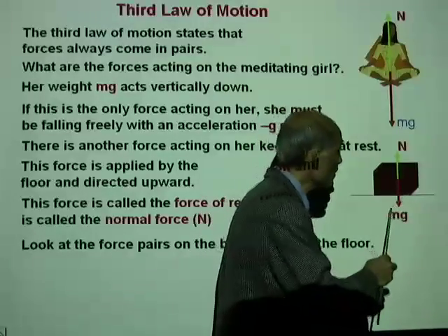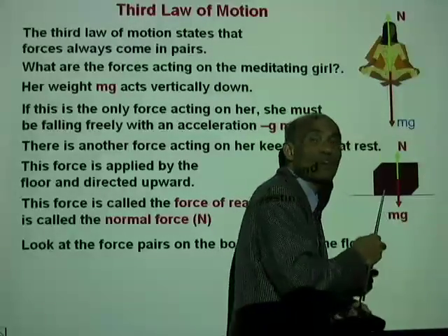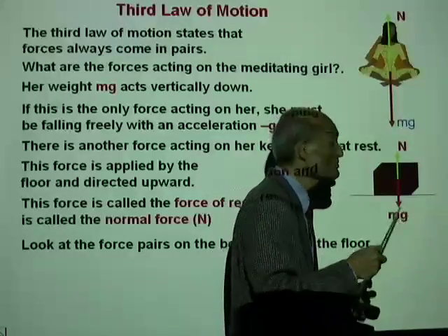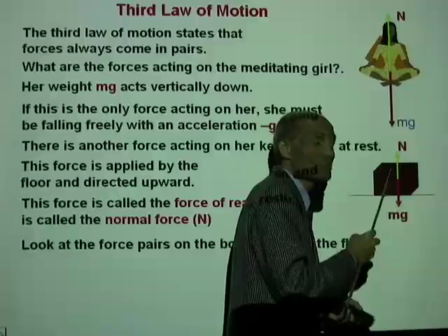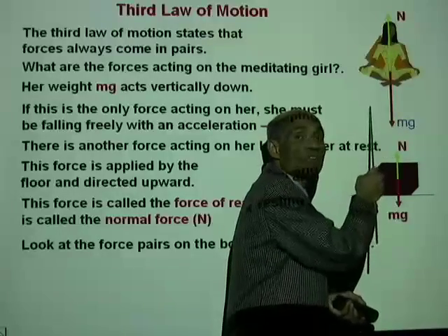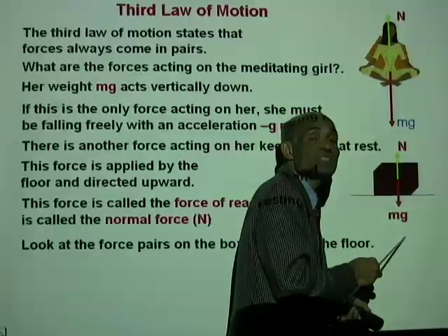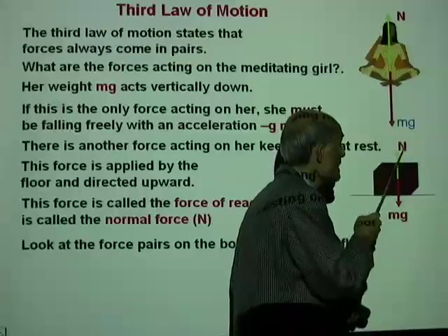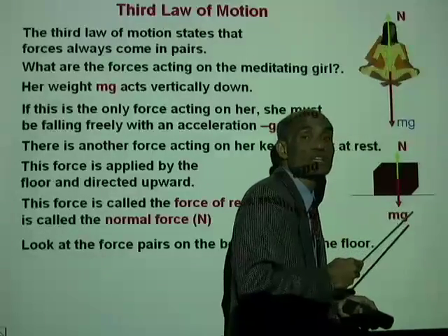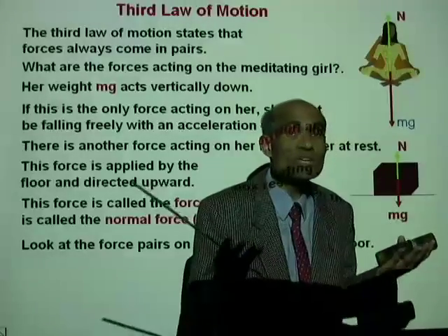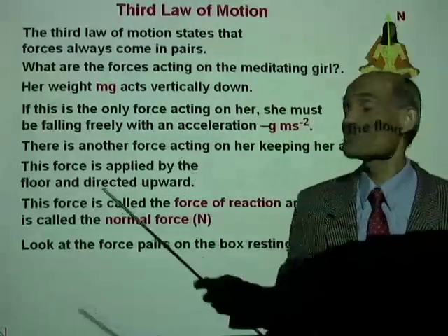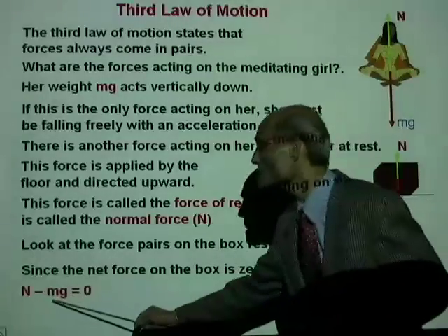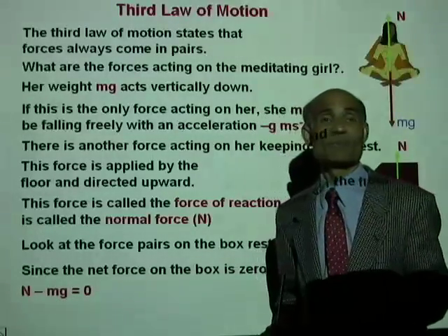Now tell me, what is the net force on the box? The net force on the box is the sum of these two forces. N is a positive force, mg is a negative force. Therefore, the net force is N minus mg. And since there is no net force on the box, we can say N minus mg equals 0.